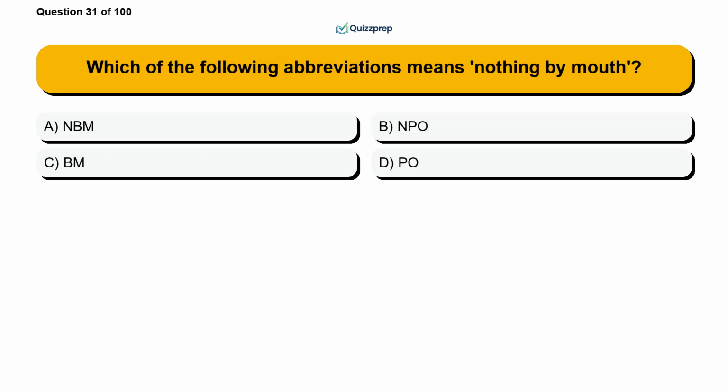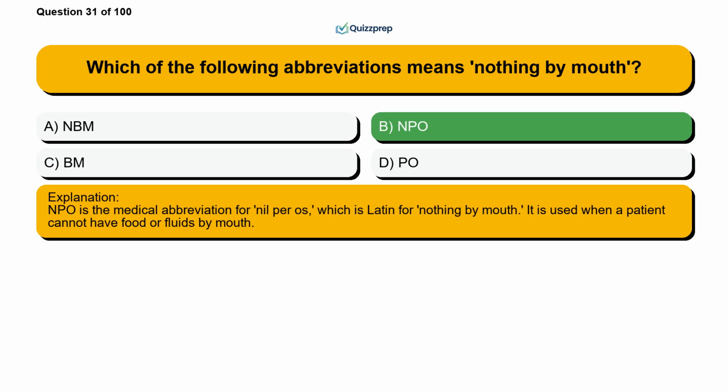Question 31. Which of the following abbreviations means nothing by mouth? Option A, NBM. Option B, NPO. Option C, BM. Option D, PA. The correct answer is option B, NPO. NPO is the medical abbreviation for nil per os, which is Latin for nothing by mouth. It is used when a patient cannot have food or fluids by mouth.